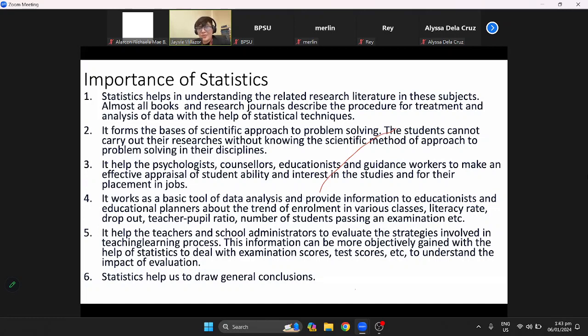Okay? So, imagine, di ba? That's our measurement para malaman if a particular person is qualified to be a professional. Okay? So, doon natin siya makikita. Ganon din sa school natin, di ba? Lagi tayong gumagamit ng statistics. Let's say, for example, in your midterm exam, statistics yon.